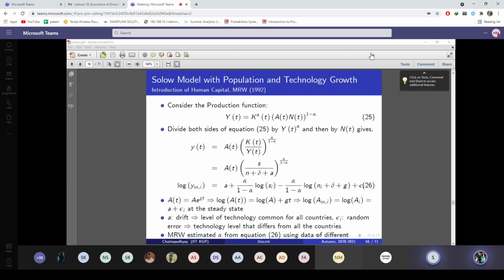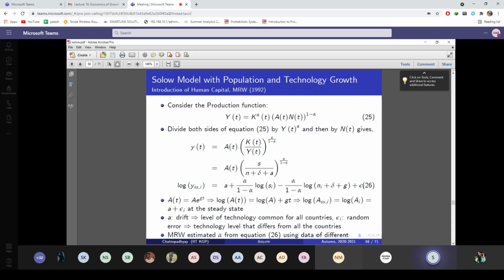So from this equation that we have solved, small y_t equals capital A_t multiplied by (s divided by n plus delta plus g) to the power alpha by 1 minus alpha. From this equation, can you tell me what is the growth rate of per capita output at the steady state, or the long run growth rate of per capita output? What is the rate of growth of per capita output in the long run or in the steady state?